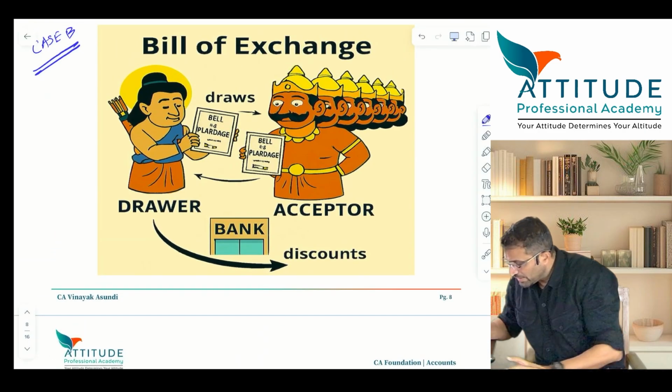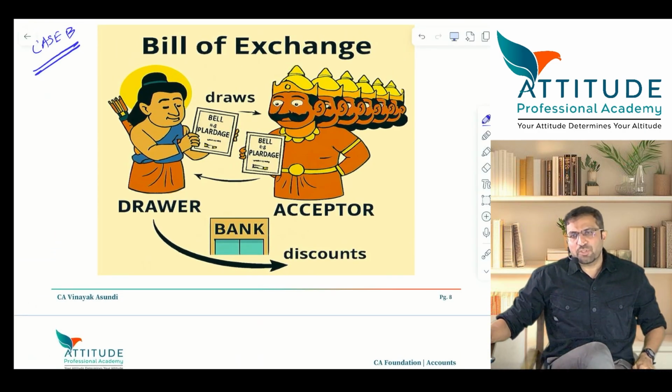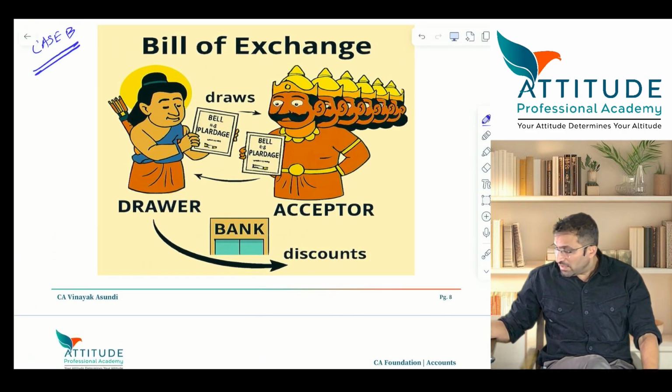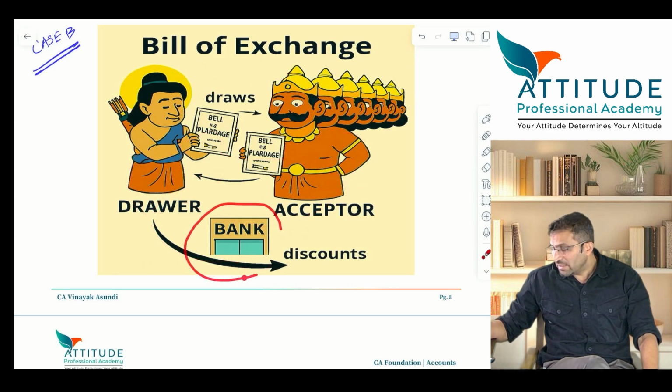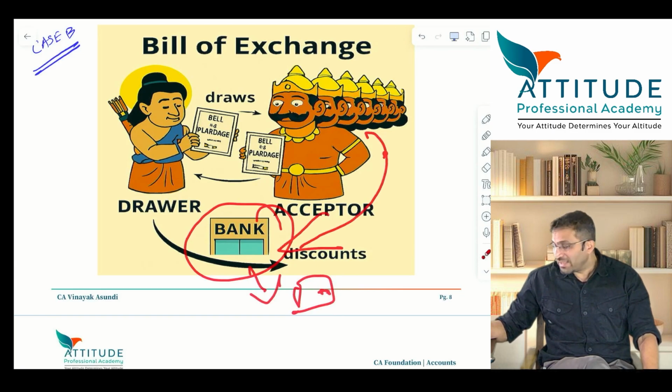Same situation. Ram sells the goods to Ravan. Ram draws a bill, gives it to Ravan, Ravan signs it and gives it back to Ram, and Ram endorses it with the bank. Now where is the bill? Bill is with the bank. Now on the maturity date, who has to make the payment to whom? Ravan has to make the payment to the bank. He doesn't pay; he dishonored it.